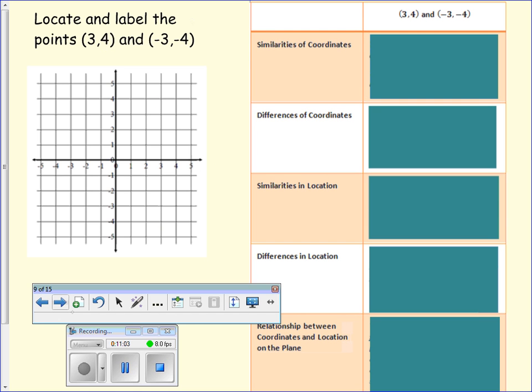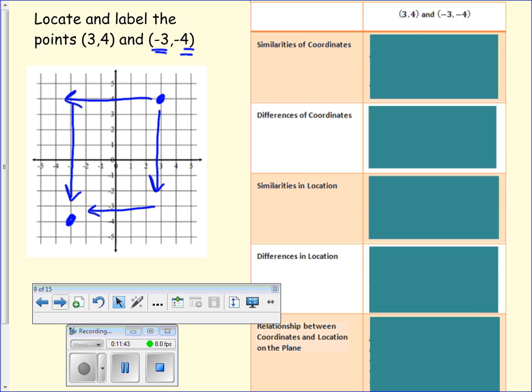Let's take a look if it's positive 3, positive 4, negative 3, negative 4. That was reflected over the y and then reflected over the x. Or we could have reflected it over the x and then reflected it over the y. But when we have two reflections, we take the opposite of both numbers. And it doesn't matter if we do x then y or y then x. But when we have the opposites of both coordinates, it's a reflection over both axes.